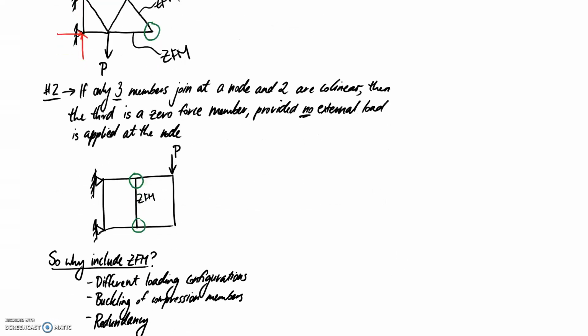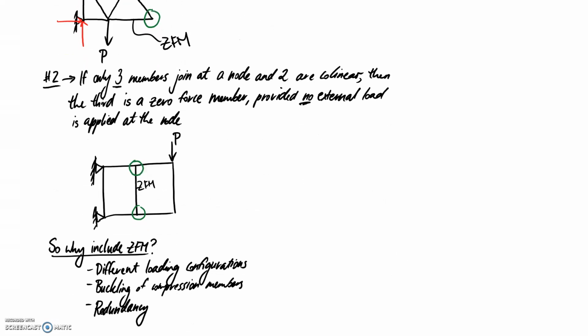So moving on, a couple of extra points. Often the question then becomes, why do we even have zero force members in our truss if they're taking zero force? There's a couple of different reasons for it. The first one is that we have different loading configurations. Usually for the questions that we're solving, we're only going to be looking at one particular loading configuration.